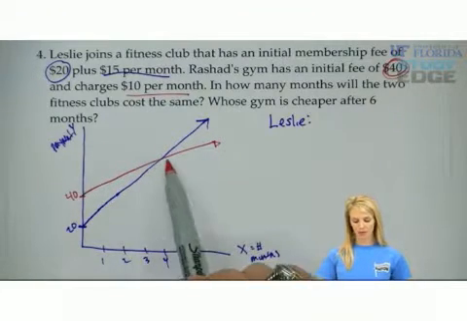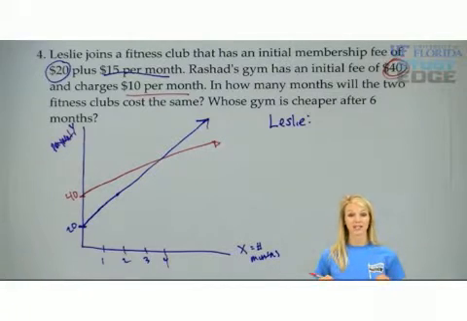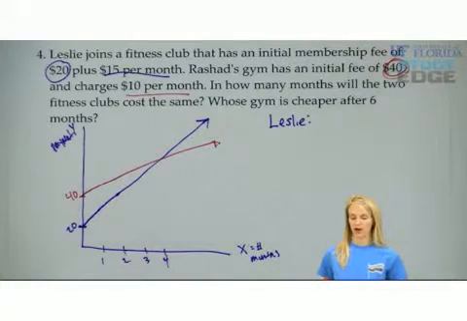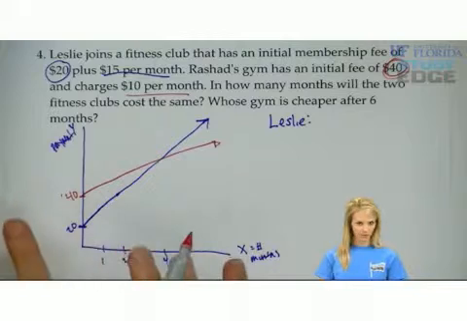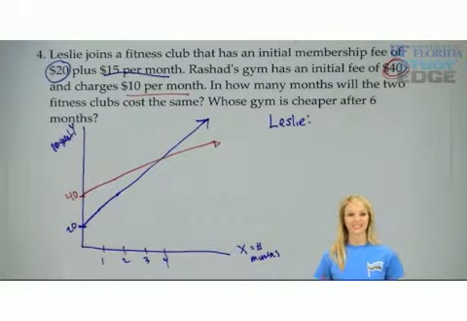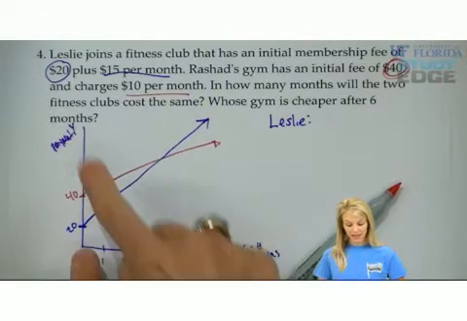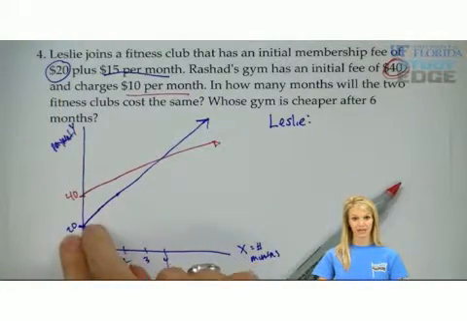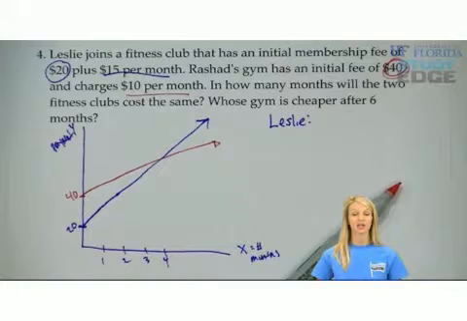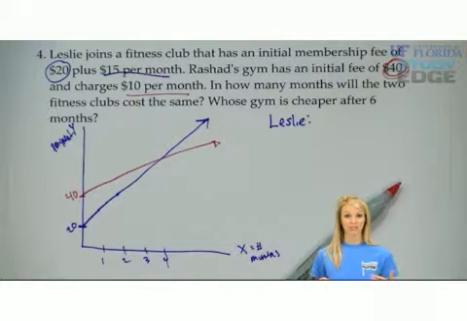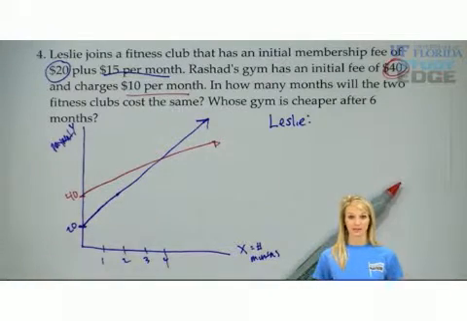So we know at some point these two lines are going to intersect. We want to find exactly where. Now this graph is not to scale, so don't pay attention to that. I just want you to get a sense of how this works. They both start by paying a certain amount of money, but even though Leslie is paying less to begin with, she's paying more each month. So eventually the amount that she pays is going to catch up to what Rashad pays.